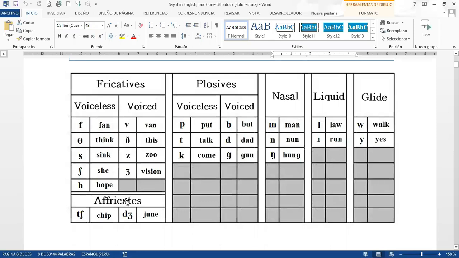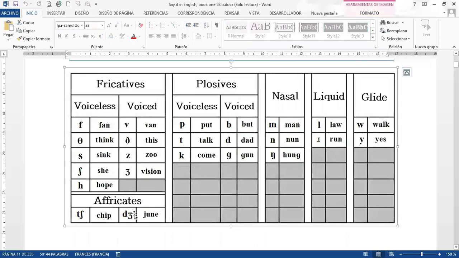Okay, next we have the affricates. Affricate sounds are pronounced with two sounds at the same time. So here we have the T and sh, the she sound. If we pronounce it together, we pronounce this sound. This sound exists in Spanish. In this case, this is a very simple word. Listen and repeat. Chip. Chip.